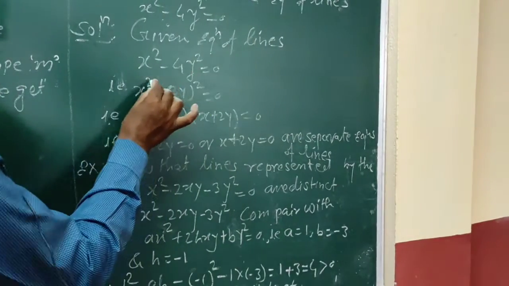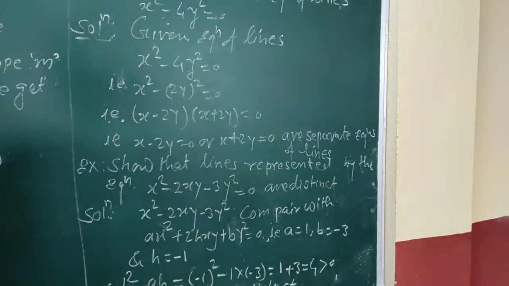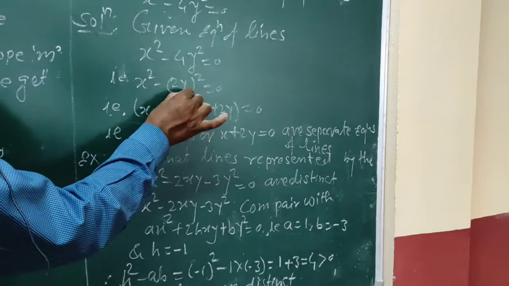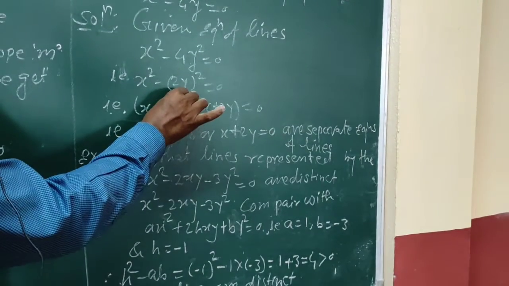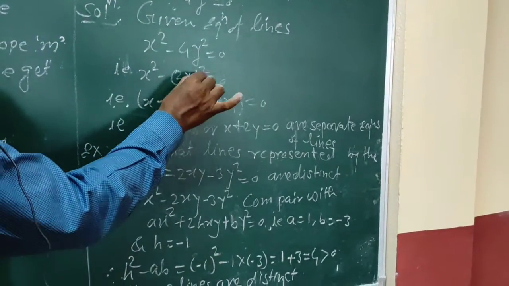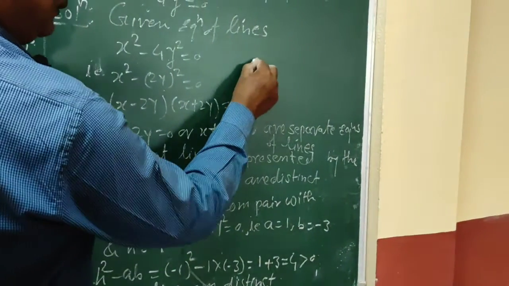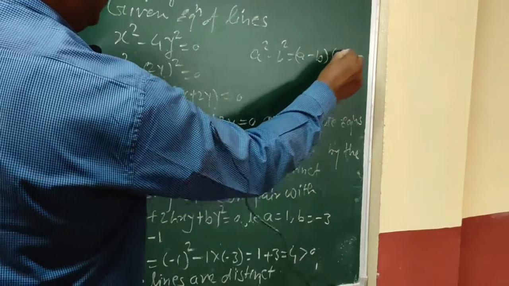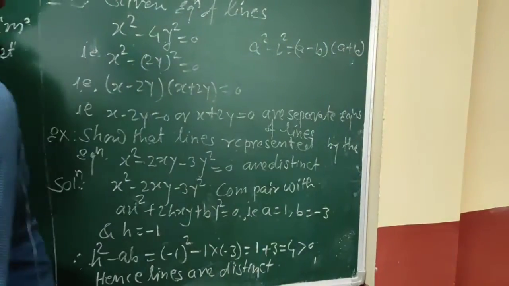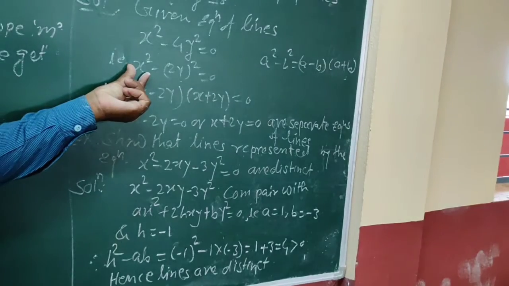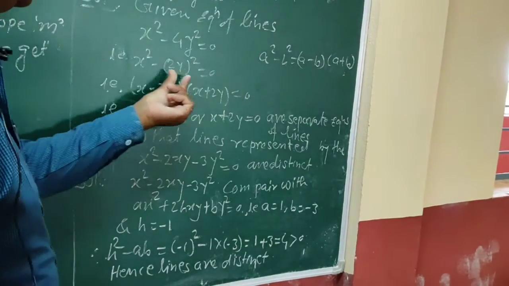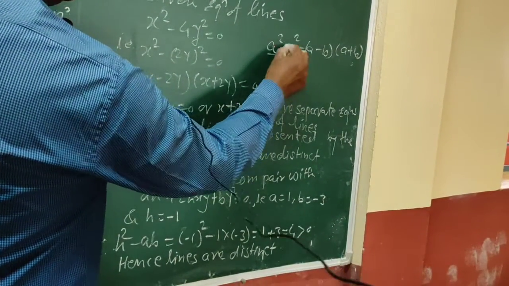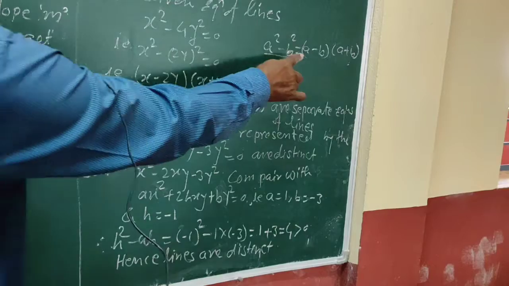So the given equation of the lines is x square minus 4y square is equal to 0. So x square minus 4y square can be written as x square minus 2y whole square, which means it is a difference of squares. We know the formula a square minus b square is equal to a minus b into a plus b. These are the factors of this term. So now we compare this: your a is x and your b is twice y.